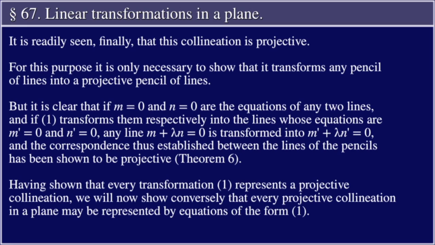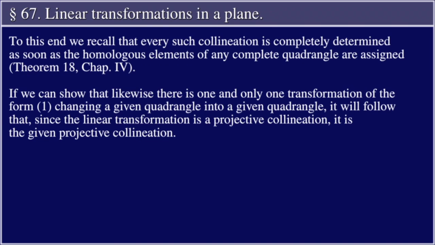Theorem 6. Having shown that every transformation 1 represents a projective collineation, we will now show conversely that every projective collineation in a plane may be represented by equations of the form 1. To this end, we recall that every such collineation is completely determined as soon as the homologous elements of any complete quadrangle are assigned, Theorem 18 of Chapter 4.